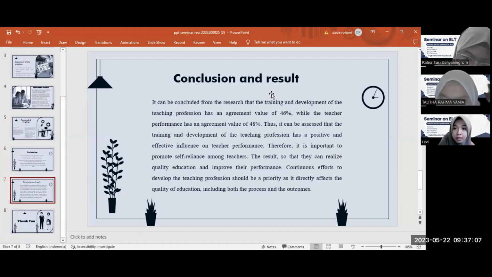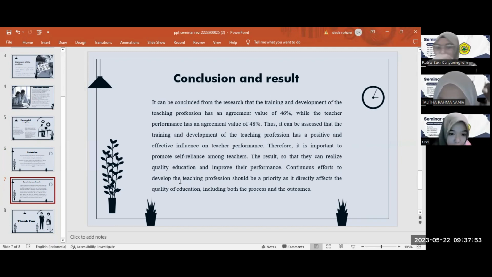And conclusion and result. It can be concluded from the research that the training and development of the teaching profession has an agreement value of 46, while the teacher performance has an agreement value of 48. It can be assessed that the training and development of the teaching profession has a positive and effective influence on teacher performance. Therefore, it is important to promote self-reliance among teachers, so that they can realize quality education and improve their performance.